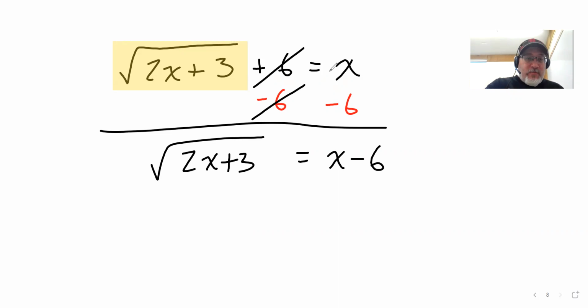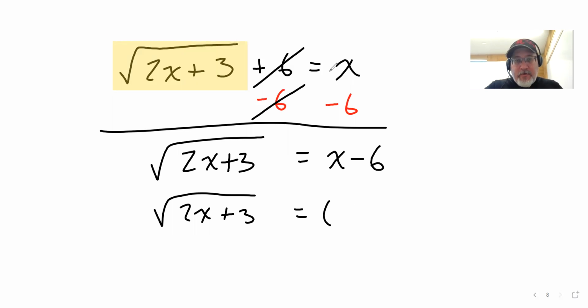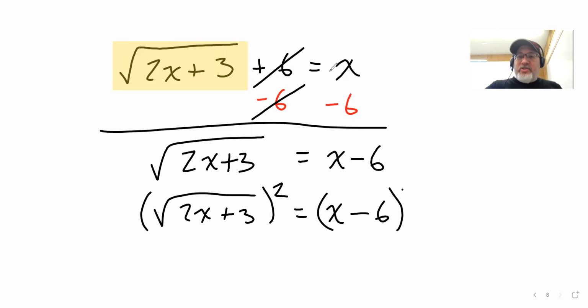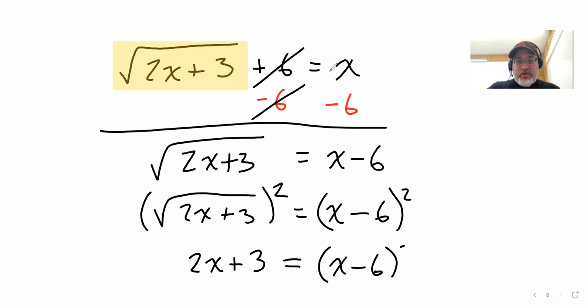And what happens next? Well, once you've isolated the square root, your next move is to square both sides. So parentheses around the left with the square, and then parentheses around the right with the square. And the purpose of that move is to cancel the square root. That leaves 2x plus 3 on the left of the equal sign. And on the right side, open parentheses, x minus 6, close parentheses, squared. But how are we going to solve this? And think about it as I move it to the next page.